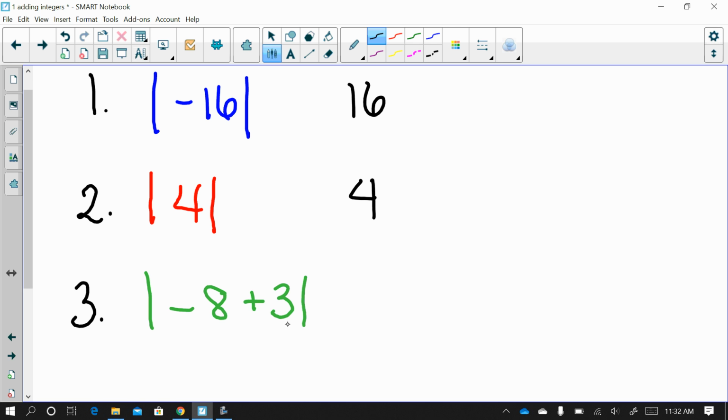So I deal with what's inside first. -8 plus 3 gives me -5. I leave it inside the absolute value because I haven't done anything with absolute value yet. So now the absolute value of -5. How many spaces away from 0 are we? Well, we're just 5. So again, absolute value, treat it like parentheses, then make it positive at the end.